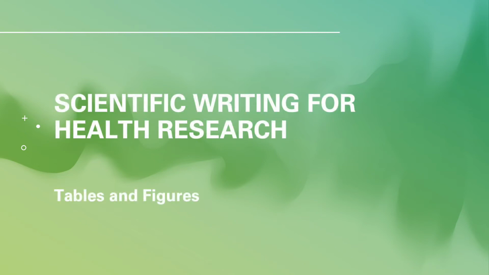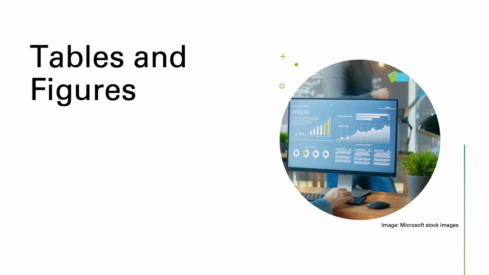This chapter talks about the tables and figures in a scientific article for health research. So far, we have looked at the components of the introduction and the methods sections of a scientific research paper. Before looking at the components of the results section, in this video, we will discuss the most crucial element of the results section and perhaps of the entire research paper, the tables and figures.